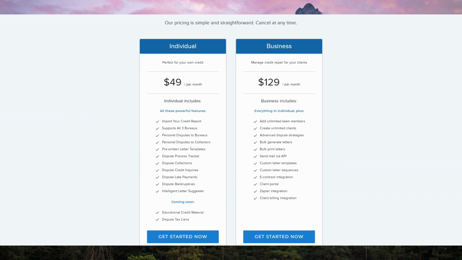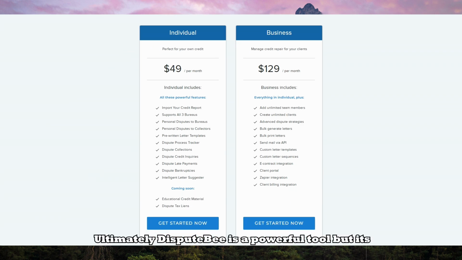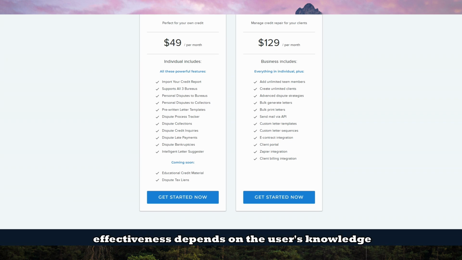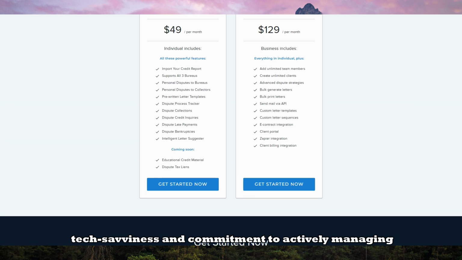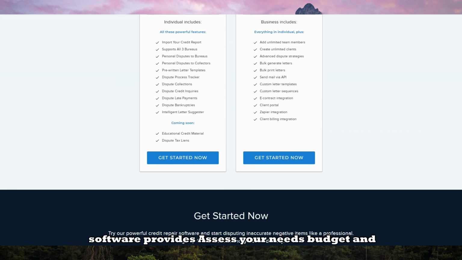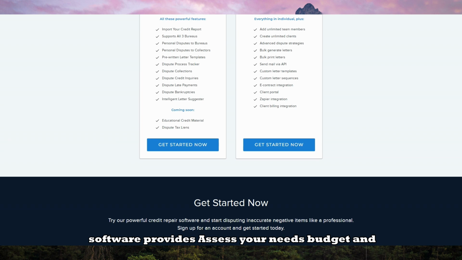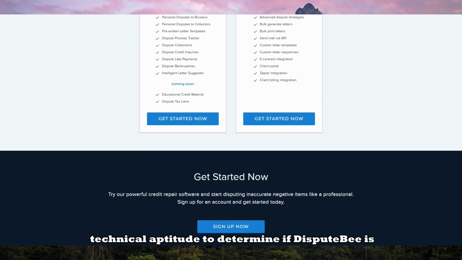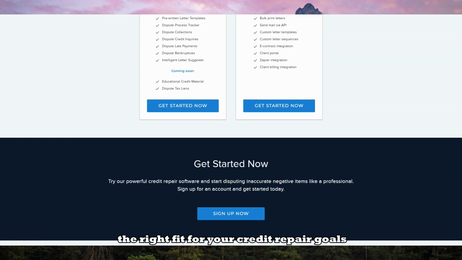serious users. Ultimately, DisputeBee is a powerful tool, but its effectiveness depends on the user's knowledge, tech savviness, and commitment to actively managing the dispute process within the framework the software provides. Assess your needs, budget, and technical aptitude to determine if DisputeBee is the right fit for your credit repair goals.